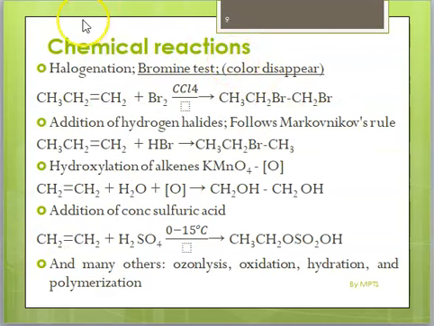The chemical reactions, we have the halogenation reaction. Of course, the bromine test, when the color of bromine disappears, it means that it is an alkene. Addition of hydrogen halides, HBr. Now this one, they follow Markovnikov's rule, where the hydrogen will attach on the carbon having more hydrogen. However, we can also have anti-Markovnikov, where we use hydrogen peroxide, and the hydrogen will attach on the carbon with less hydrogen.